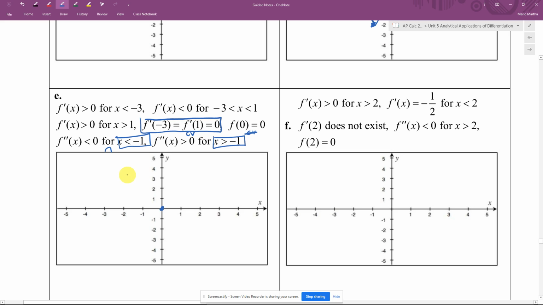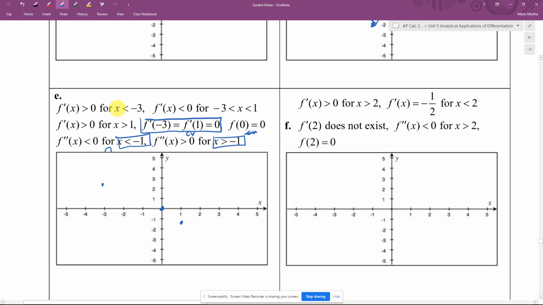All right. So looking at this graph again, we have our first value right there. We have a maximum at negative 3, right? Because we changed from positive to negative at negative 3. And then we also have a minimum at 1, negative 1, because it has a 0 right there. And then from there, again, we can draw the graph.